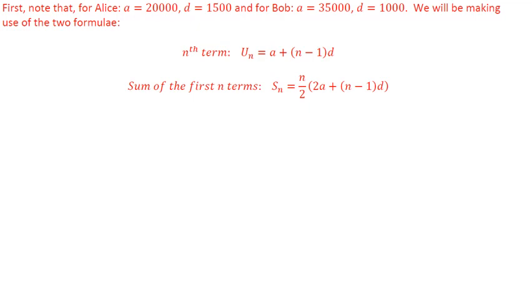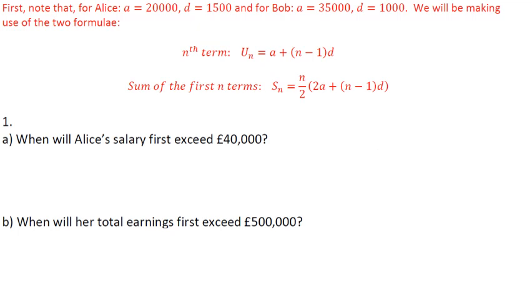Once you've got those, you can start asking and answering questions that might look something like this. When will Alice's salary first exceed £40,000? And then part B, which is worth looking at at the beginning as well before diving in: when will her total earnings first exceed £500,000? And it's important here to ask yourself what the difference is between the wording of the questions. The first one's asking about Alice's salary. The next one was asking about her total earnings.